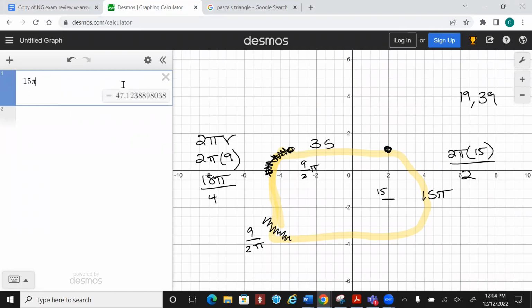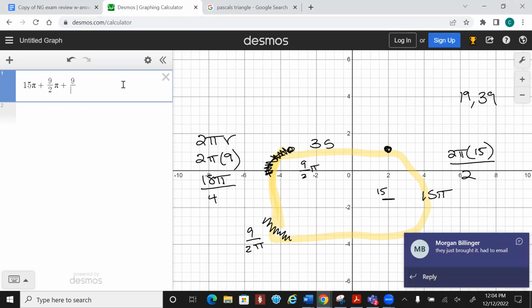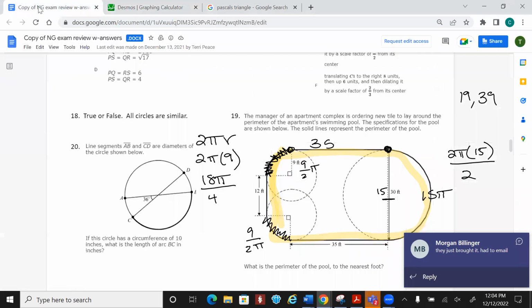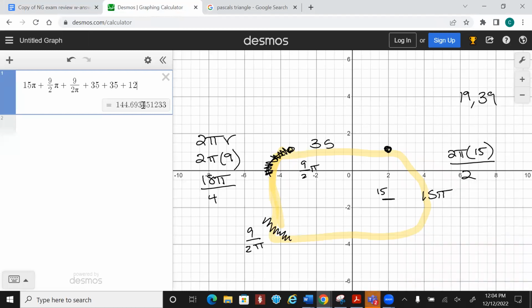15 pi plus 9/2 pi plus 9/2 pi plus 35 plus 35 plus 12. I think I got everything. 12 is right here. Okay. So it should be 144.69.